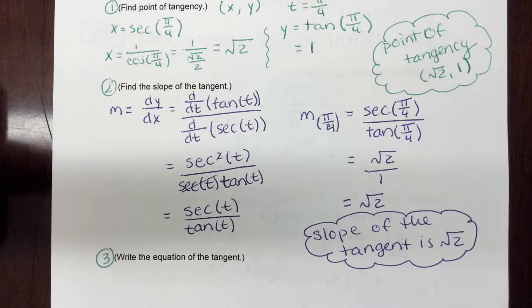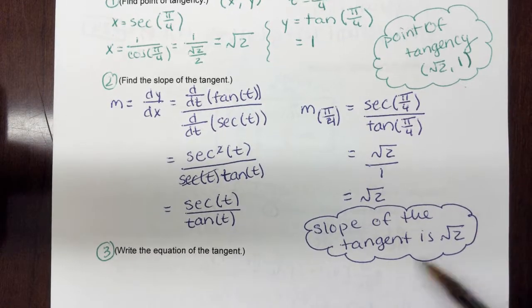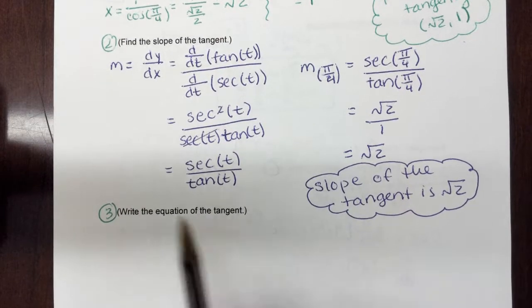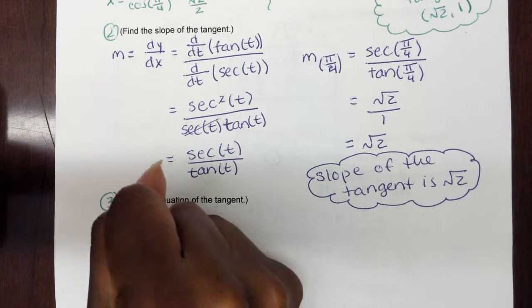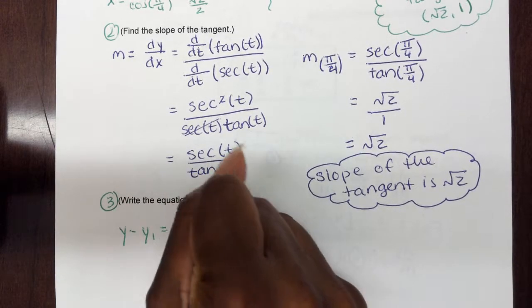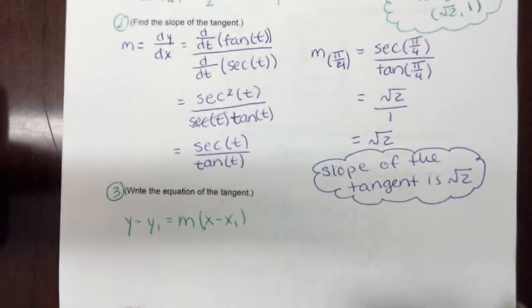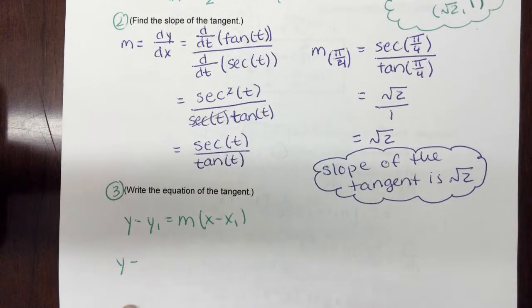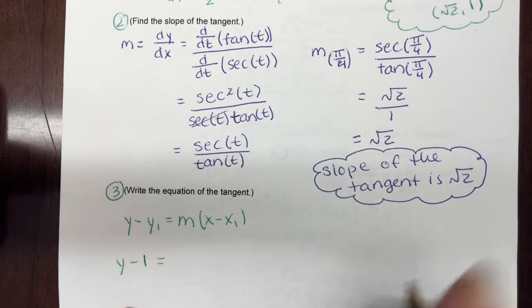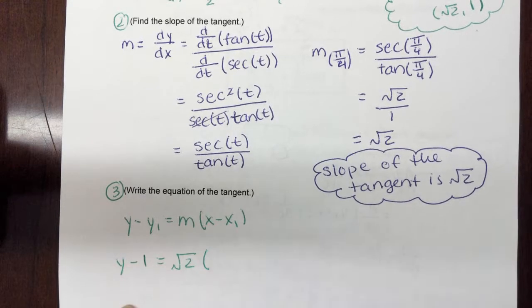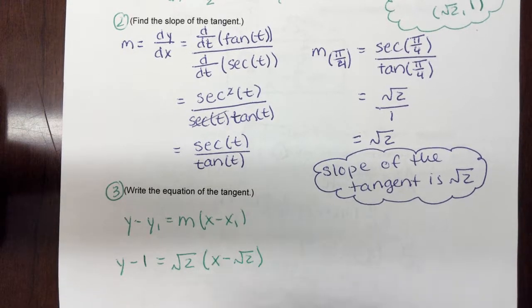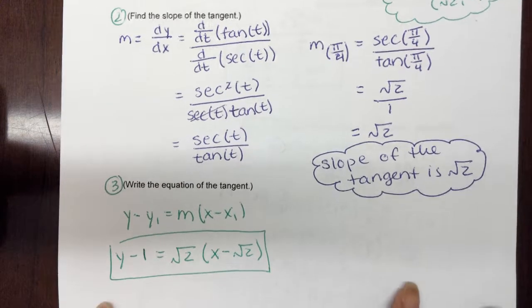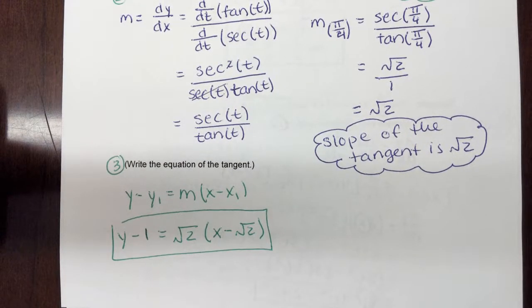So we have our point, we have our slope. Last step is to write the equation. So we know we need it in y minus y1 equals m times (x minus x1) form. So y minus y1, which is 1, equals the slope, which was root 2, times x minus x1, which was root 2. And there is the equation of that tangent.